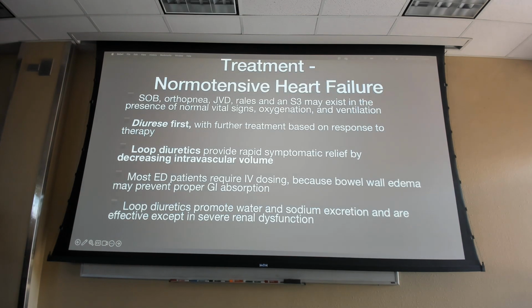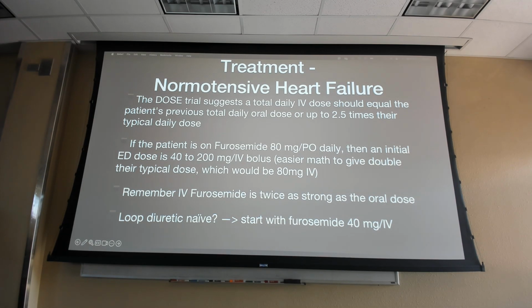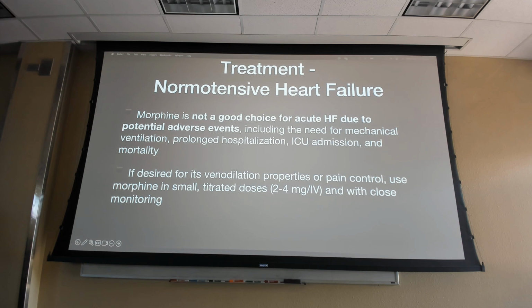All right, normotensive, they can still present with all the same symptoms, but their blood pressure is normal. You can diurese them pretty quickly, and it takes only 5 seconds, maybe 10, to do a bedside ultrasound with that IVC. Again, this is just showing you the dose of IV Lasix. Don't get yourselves confused when you leave this room. 40 IV is equal to 80 oral, and we want to give them twice as much. So just keep that in mind.